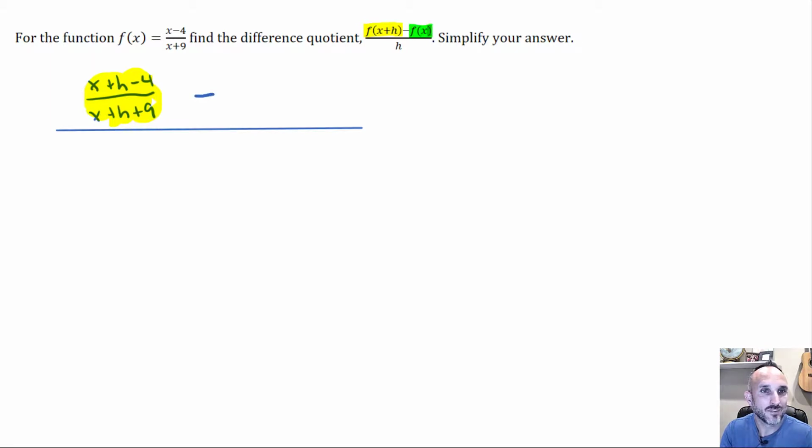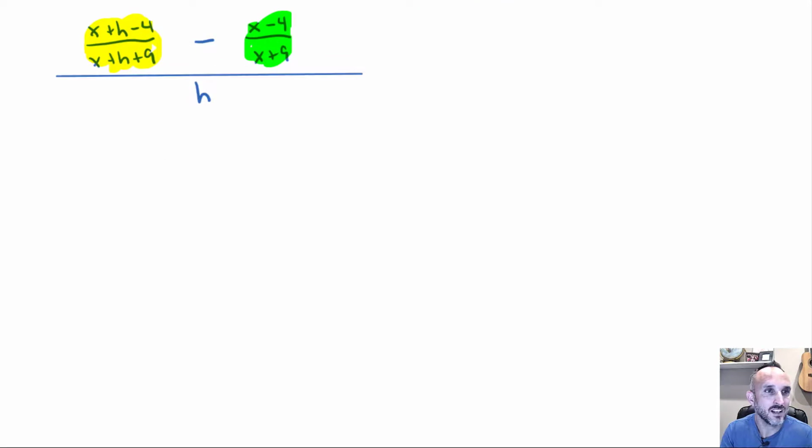Minus f of x. Well, that's just the original function, x minus 4 over x plus 9. And that is all over h as well. That is all over h because it's the difference quotient. So now let's simplify. I need a common denominator.